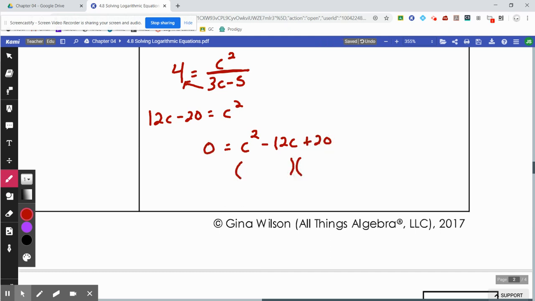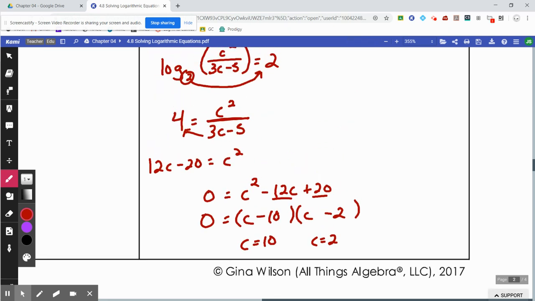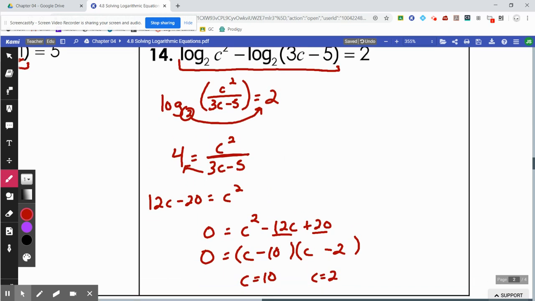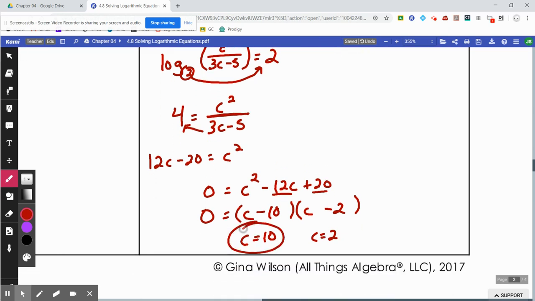Two sets of parentheses. Let's factor. Adds, multiplies. Gives you a negative 10 and a negative 2. Set each of those equal to 0, and it'll give you c is 10 and c is 2. Let's check those for extraneous solutions. When you plug in 10 or 2, either one here, it gives you a 4 and a 100, so that's fine. Plug in a 10 here, it gives you a 25. Plug in a 2, it gives you 6 minus 5, which is 1. So both of those answers will be okay.